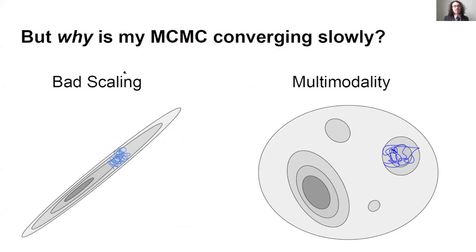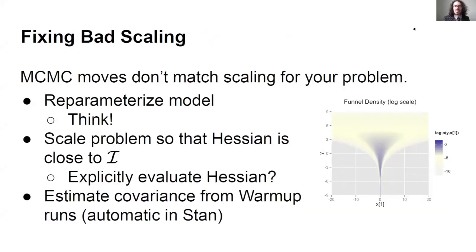So we've talked a little bit about how you can tell if your Markov chain isn't converging, but you could also ask the question, why is it not converging? Two of the common culprits, apart from bad parameter choice by the user, are bad scaling in the problem and a multimodal probability distribution. Bad scaling happens when the Markov chain Monte Carlo moves you have don't match the actual level sets of your probability distribution.